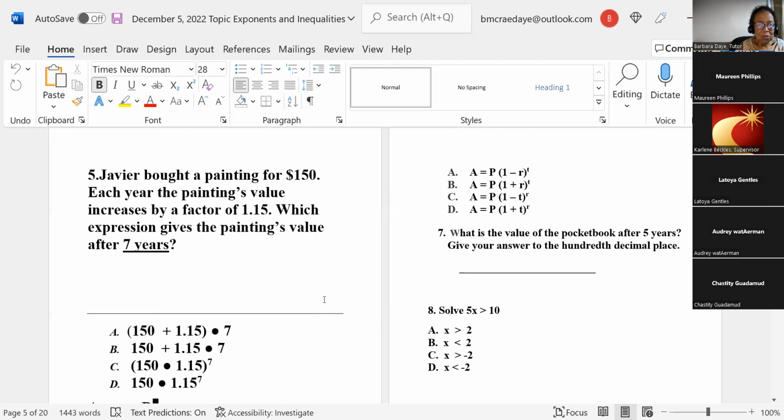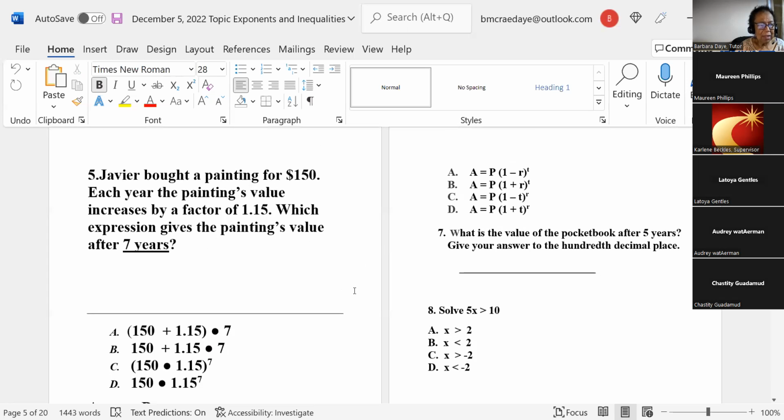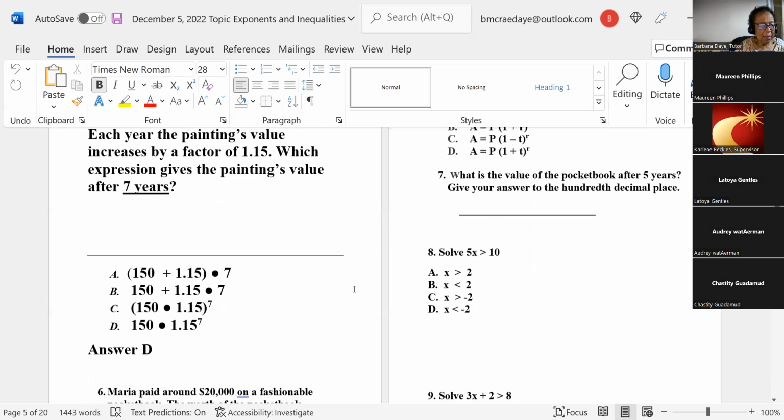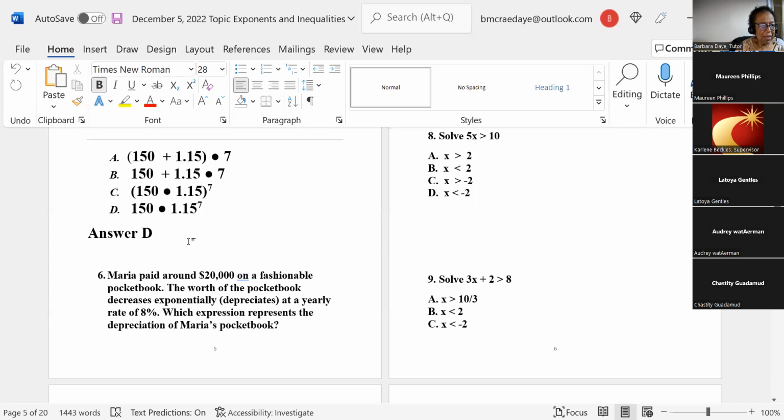Did you have that one, Maureen? I corrected it. Okay, so you corrected it. Audrey, did you have that one correct? No, I think I did add. Yeah, I think that was a common mistake, to add. Okay, all right, let's look at this expensive pocketbook.